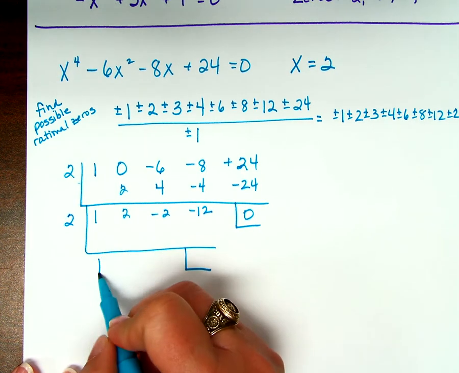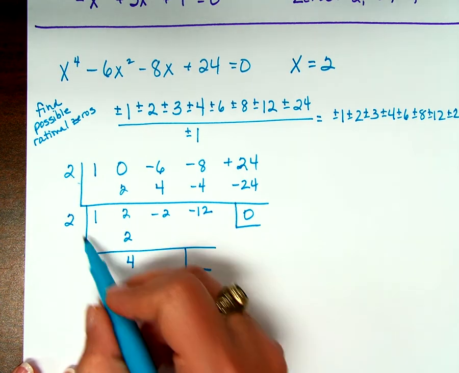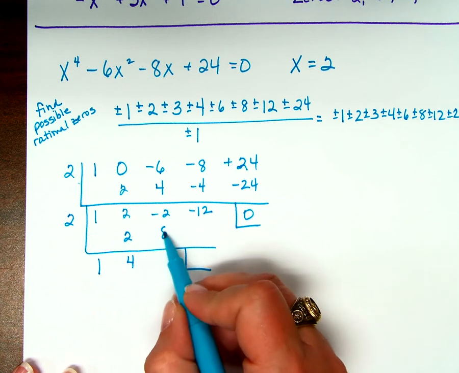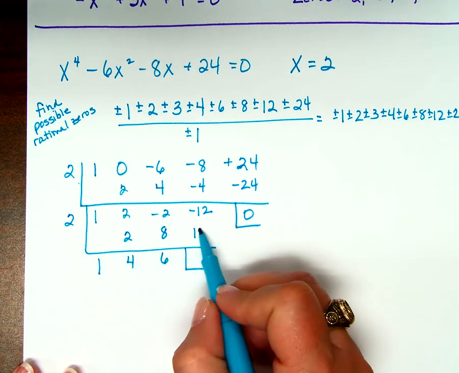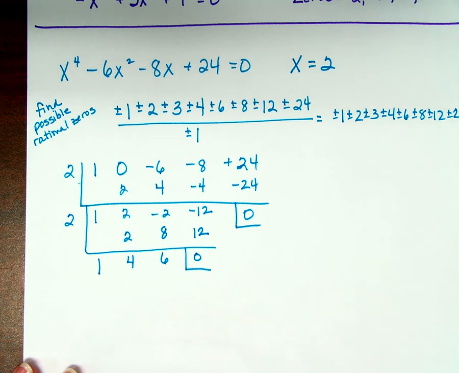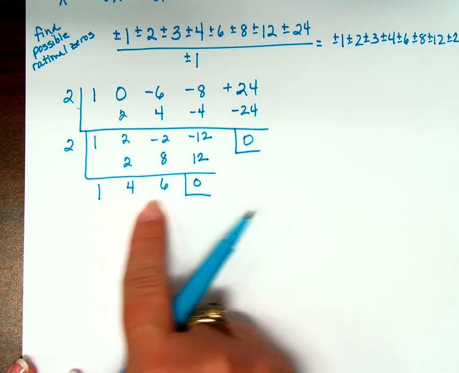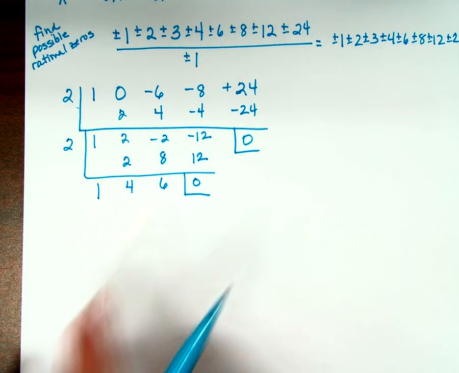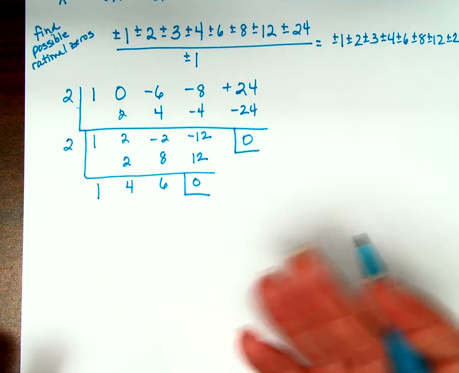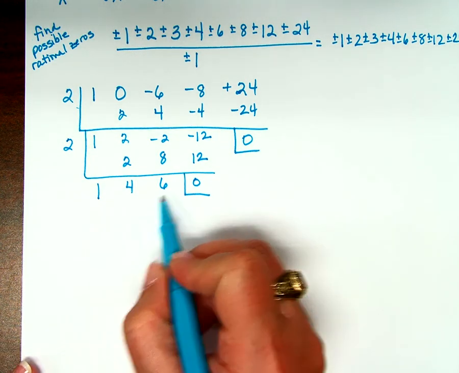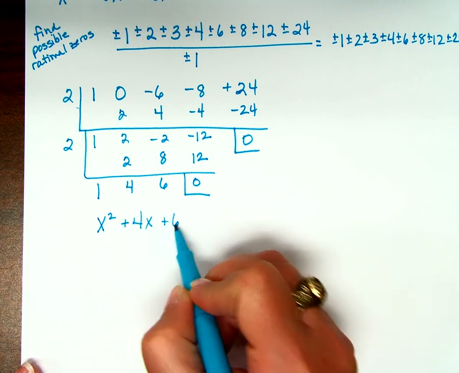So bring down the 1, multiply, 2, add, 4, multiply, 8, add, 6, multiply, 12, add. Now, I don't know if 2 happens again or not, but that's something easy for me to see and factor, isn't it? Or solve some other way that I know, right? So this is actually x squared plus 4x plus 6.